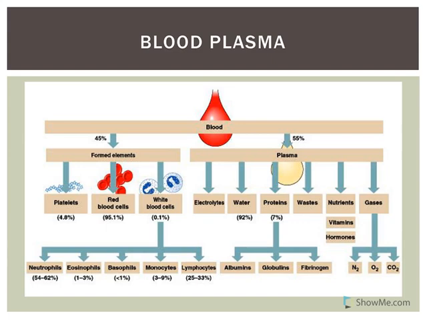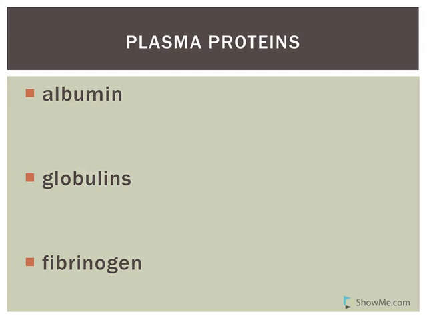The plasma also carries waste products. You've got to take them to wherever you need to get rid of them. Got all your nutrients and your vitamins, your hormones, and your gases. Okay, so those we've got. Let's look at those proteins. There are three major proteins we're going to look at. All of them are produced in the liver. Albumin is the majority of them. One of the things albumin does is maintain osmotic pressure.